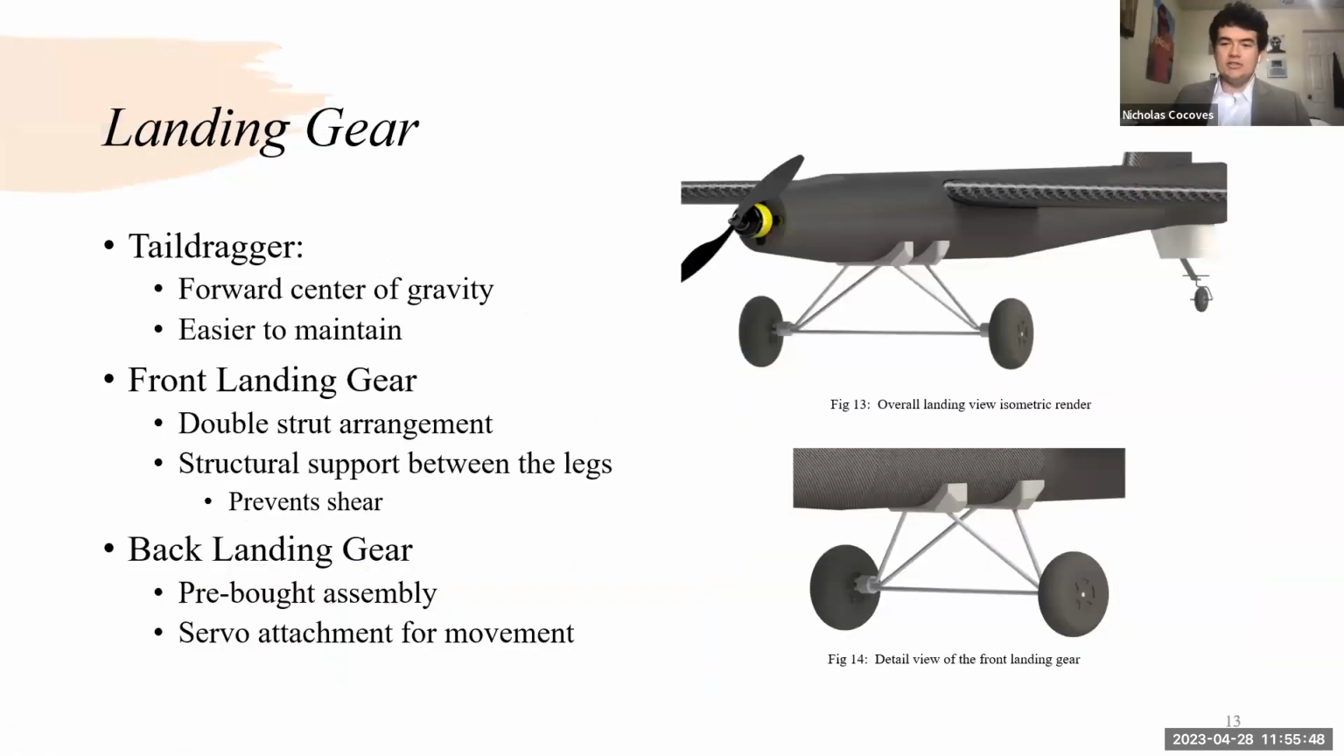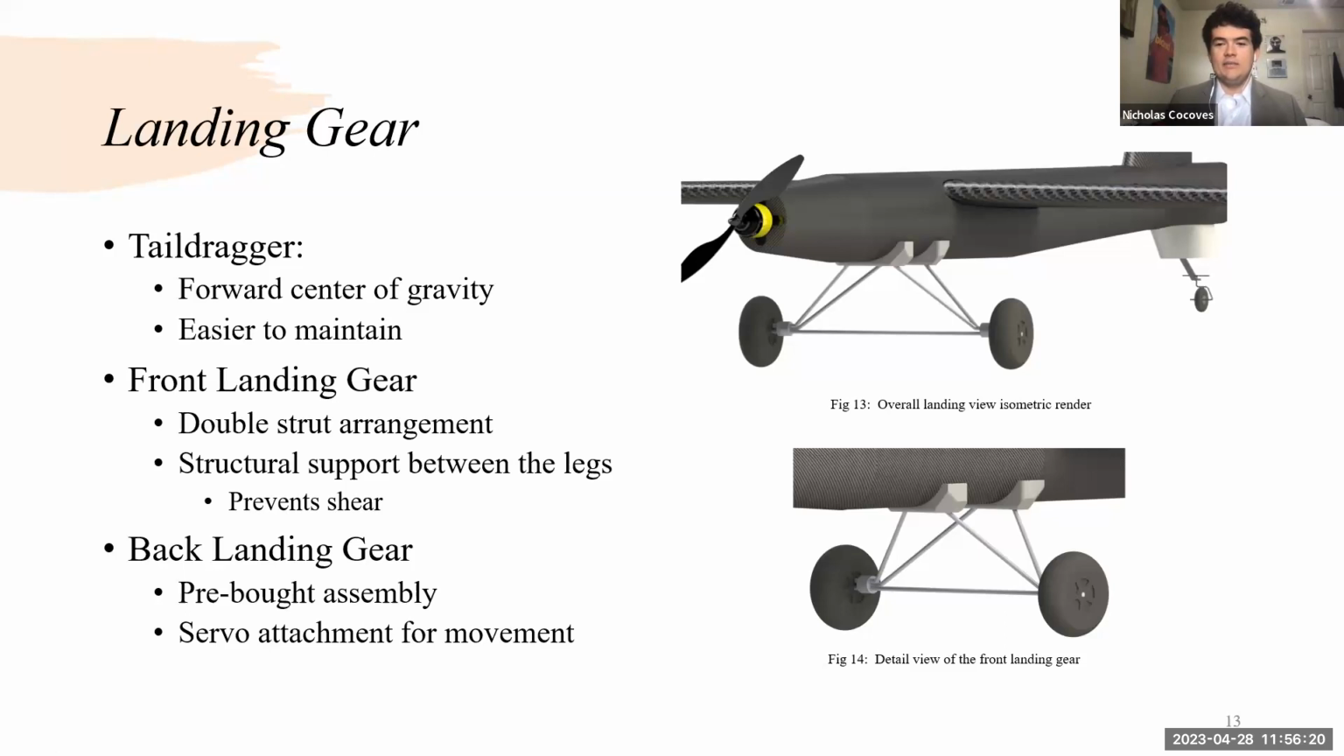So we went with a tail dragger landing gear arrangement at the recommendation of Dr. Dong. We thought it would be simpler to manufacture and easier to fix upon crashes. For the front landing gear, we went with a double strut just so that it wouldn't want to twist on hard landings. And the height of the front landing gear was determined by giving adequate propeller clearance for takeoffs and landing. We put them into the fuselage with a lightweight PLA spacer.